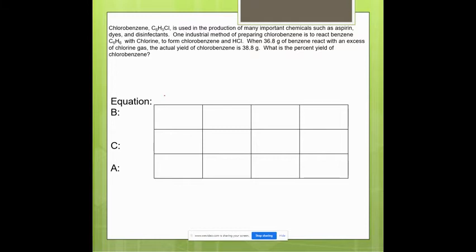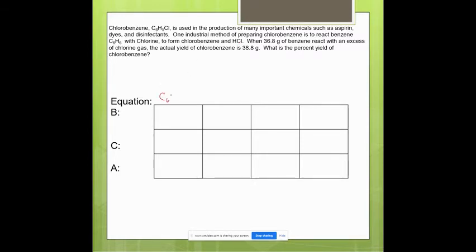So these all start out the same way as they did with our other stoichiometric calculations. We start out with a balanced equation, so we can figure that out. Here we've got chlorobenzene. We're producing that, so it's going to be one of our products. We're making that from this benzene and chlorine, and we're forming chlorobenzene and hydrochloric acid. So we need to start out with a balanced equation first.